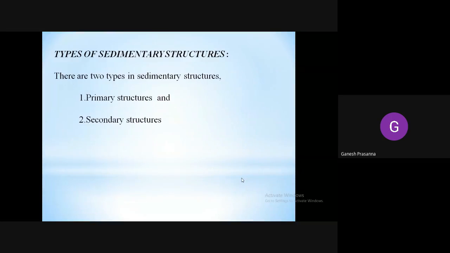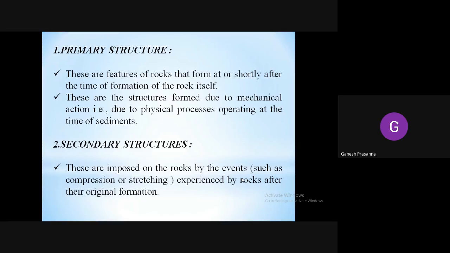Coming to the types of the sedimentary structures, there are two important types: one is the primary structure and another one is the secondary structure. So what is a primary structure? These primary structures are the features of a rock that are formed at the time of the rock's formation itself. Whenever a rock is being formed, during the time of formation itself, these structural features will be formed, which are called primary structures.